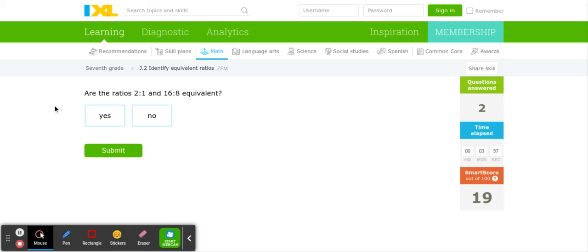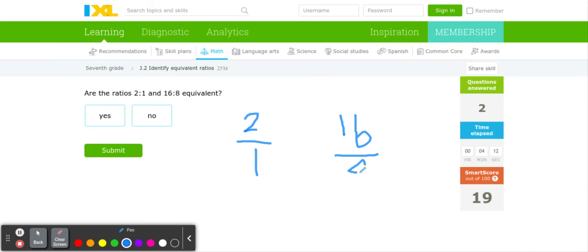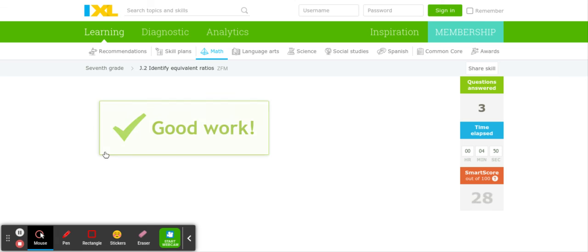Okay, so are the ratios 2 to 1 and 16 to 8 equivalent? Let's see. We can try to do this our fraction way. Just do 2 over 1 and 16 over 8. Now we can cross multiply and see whether they equal each other. 2 times 8 equals 16, and 16 times 1 will also equal 16. So both numbers, 16 and 16, are equal to each other. So yes, the ratios 2 to 1 and 16 to 8 are equivalent. And you can see that was correct.